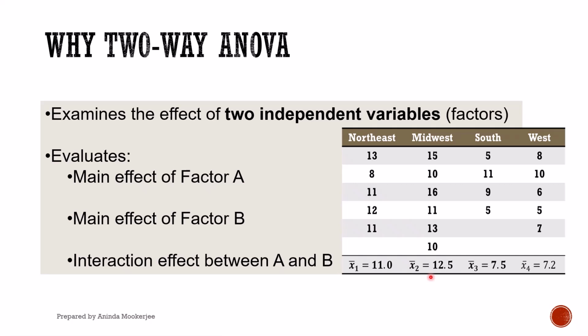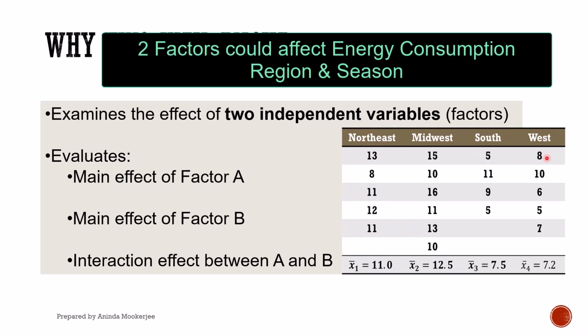So there we considered only one independent variable, which was the region. Now let's say that it's not just the region that affects the energy consumption, but the season also affects the energy consumption. For example, in the northern regions, there's more energy consumption in the winter because of heating. In the summer, there may be more energy consumption in the southern region because of the usage of air conditioning. So there we would see that there are two factors playing a role. One would be the region, and the second factor would be the season.